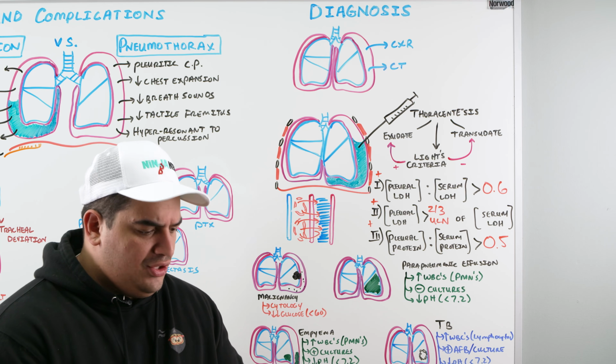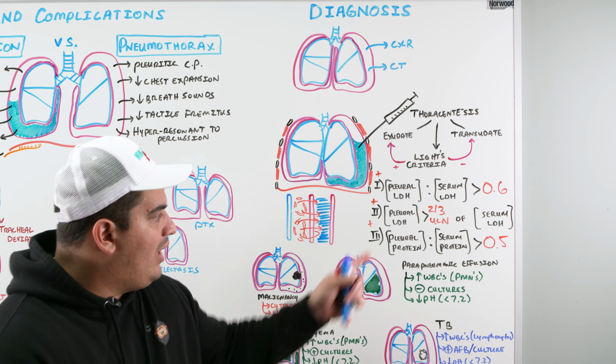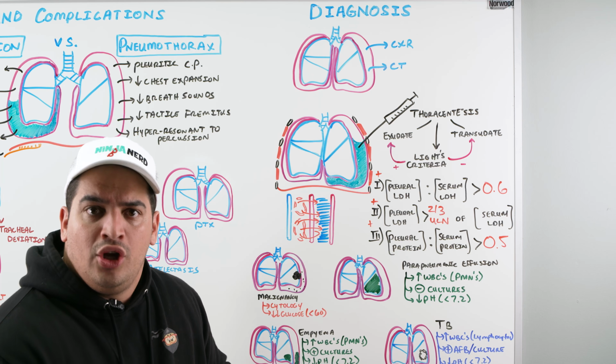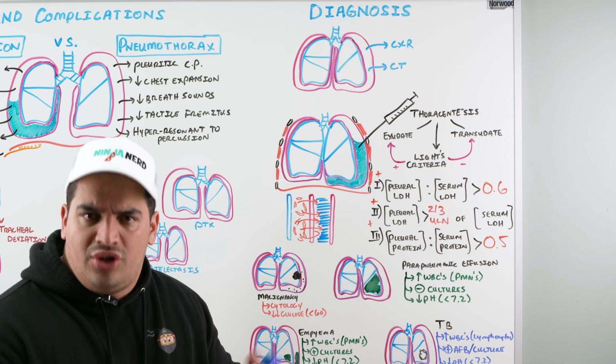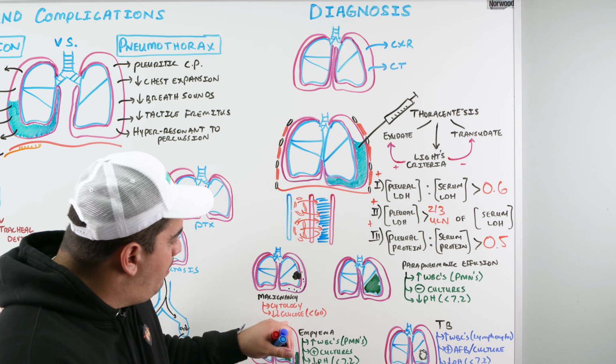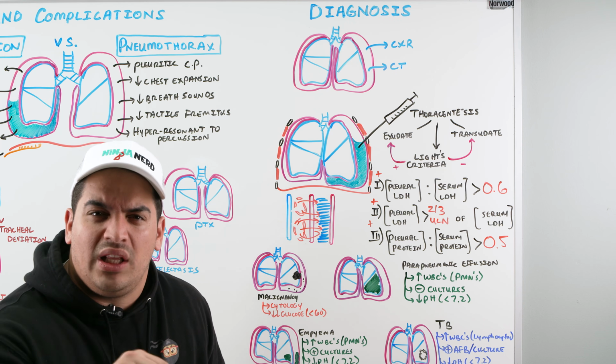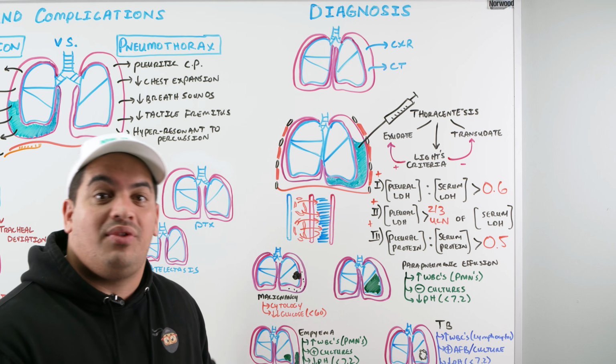So you check a couple different things. You check glucose within there. You obviously check the LDH and the proteins. You'll check the pH. You'll do cultures. You'll do cytology. You'll check a couple other things. But one of the big things is glucose. If the glucose is really low, less than 60, also think about malignancy.